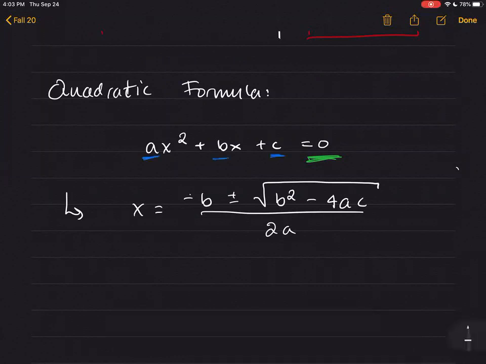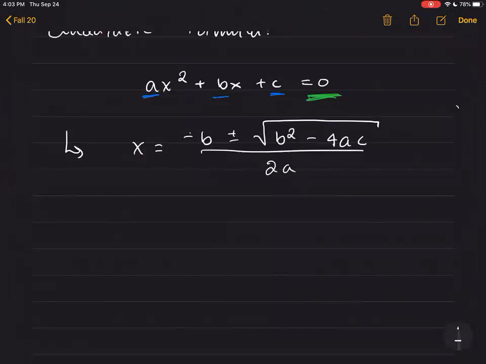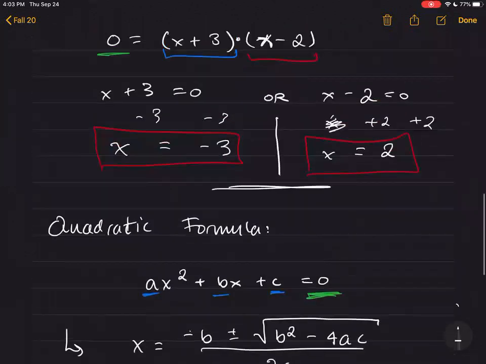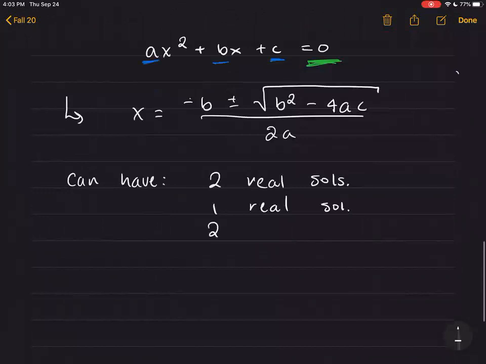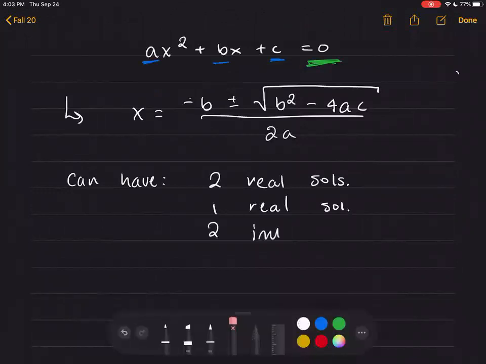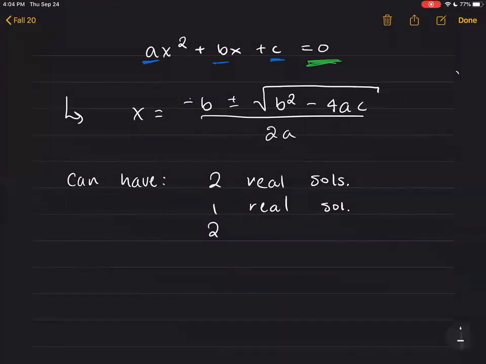When you solve with the quadratic formula like this, there are 3 possibilities for the solutions you get. You can have 2 real solutions, which is what we have in this case right here. We can have 1 real solution, and sometimes we can have 2 complex solutions, a better word than imaginary. So you just have to bear that in mind.